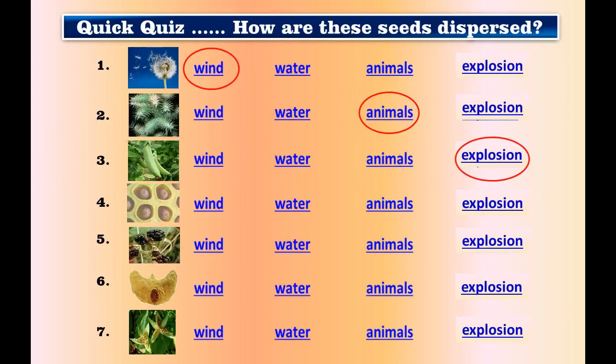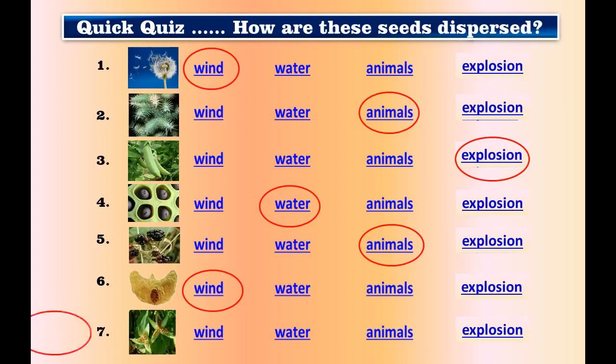Number 4. Lotus seeds. Is it dispersed by wind, water, animals or explosion? It is dispersed by water. Number 5. Berries. It is dispersed by animals. Number 6. Climbing gourd seeds. It is dispersed by wind. Number 7. Violet flower seeds dispersed by explosion.